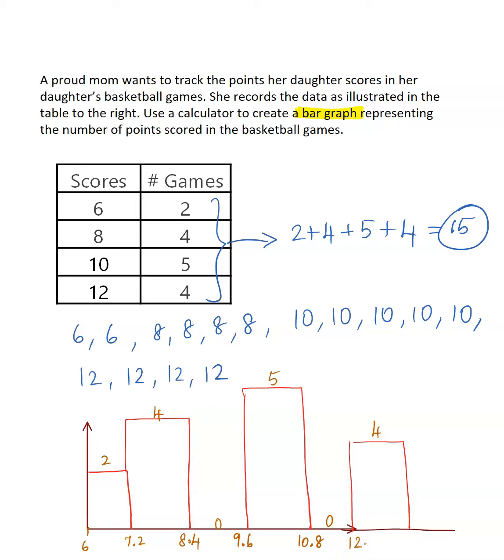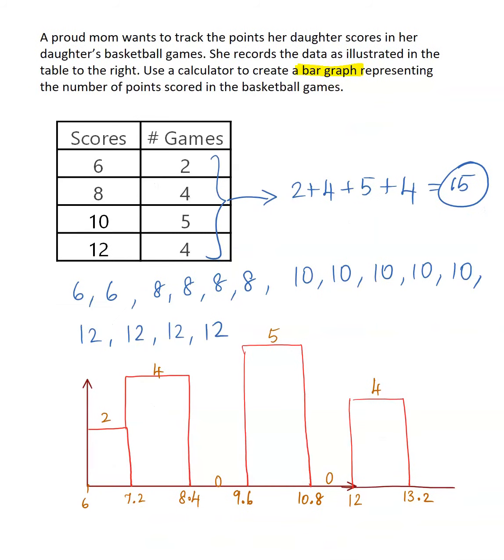Okay. And the maximum value was 12, so it went up to 13.2. So we do have the minimum and the maximum. But again, as I mentioned, adjust the window so that you get the corresponding bars adjusted to reflect what you want to see as whole numbers instead of these decimal partitions.